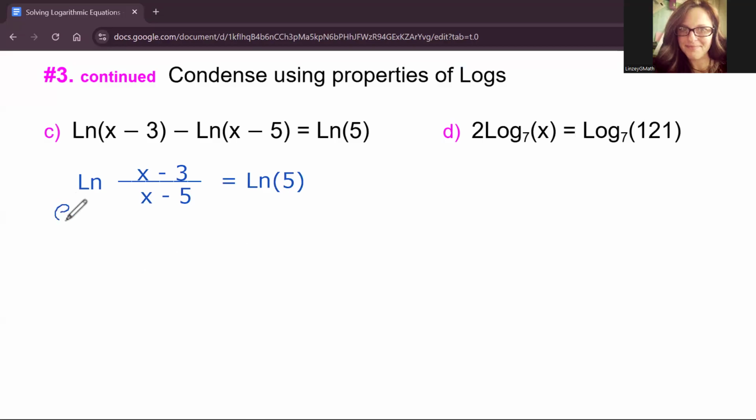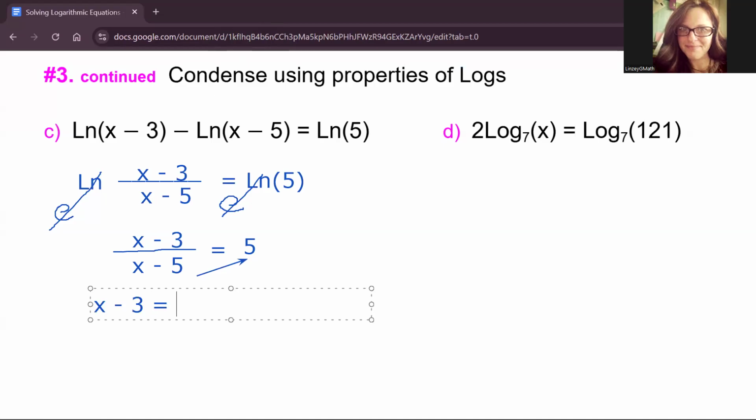So if we do e to the power of natural log, that'll cancel out. And we're left with x minus 3 over x minus 5 equals, and what we do to one side, we do to the other. So we'll raise e to the power of natural log of 5, and we're left with 5. And then we'll multiply x minus 5 times 5, bring that over to the other side.